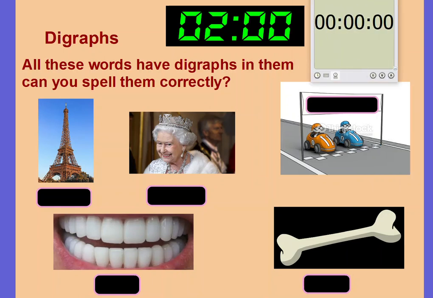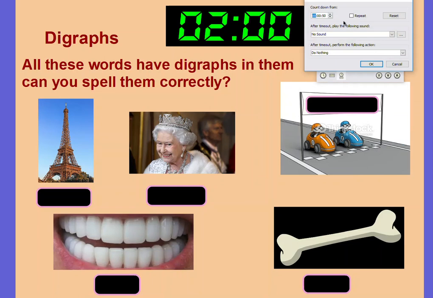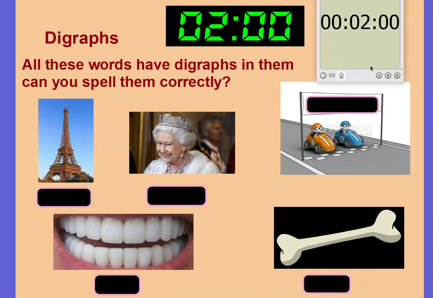I am going to put 2 minutes on your clock this time. And you are going to write for me all 5 of these words. They all have digraphs in them. Lots of them have 2 digraphs, okay? So your 2 minutes has started now. Write the 5 words for me.